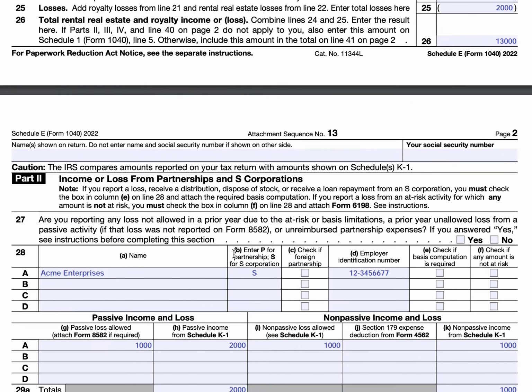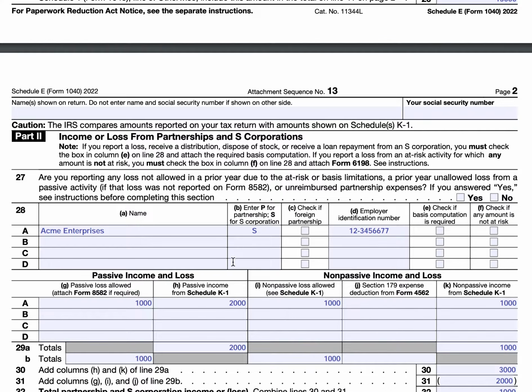So let's go with part 2. Are you reporting any loss that was not allowed in a prior tax year, either due to at-risk or basis limitations? If there's a prior year unallowed loss from a passive activity, or if you have unreimbursed partnership expenses. John Doe does not have any of those limitations. However, we'll go over them briefly and then we'll move on.